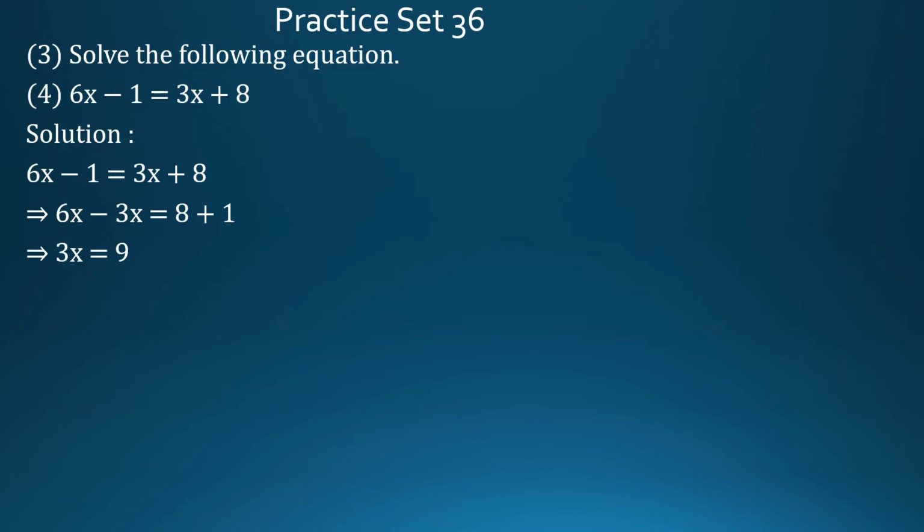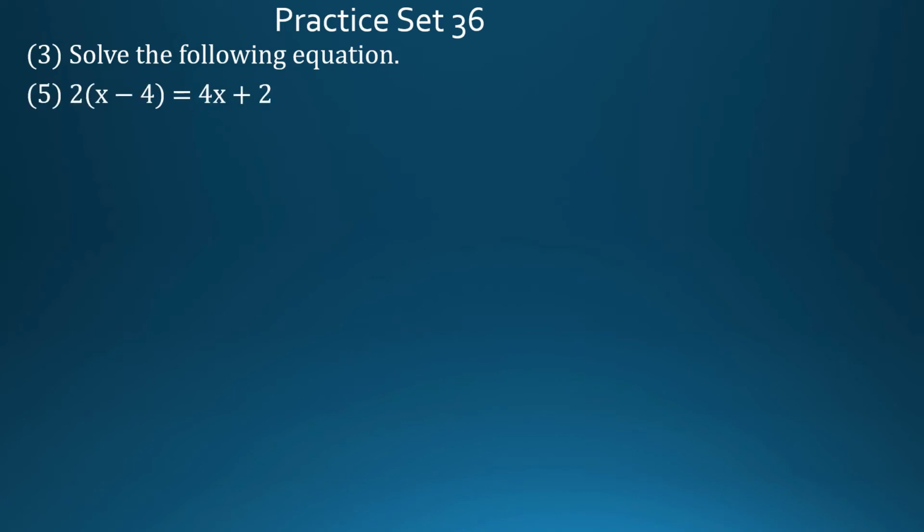6x minus 3x is 3x and 8 plus 1 is 9. So we get 3x is equal to 9. Therefore, x is equal to 9 divided by 3. So we get the value of x as 9 divided by 3, which is 3. So the value of x we get is 3.